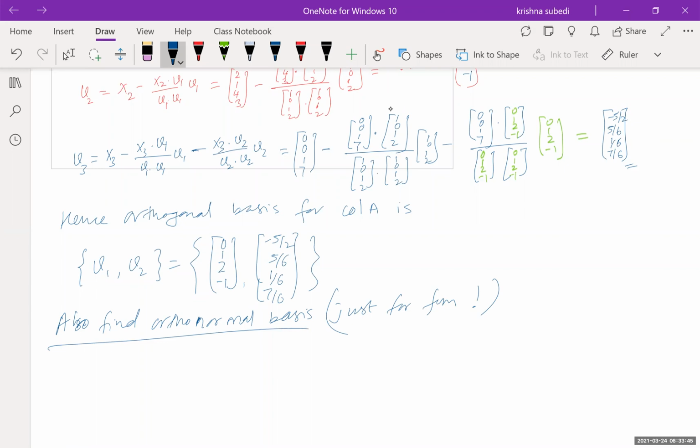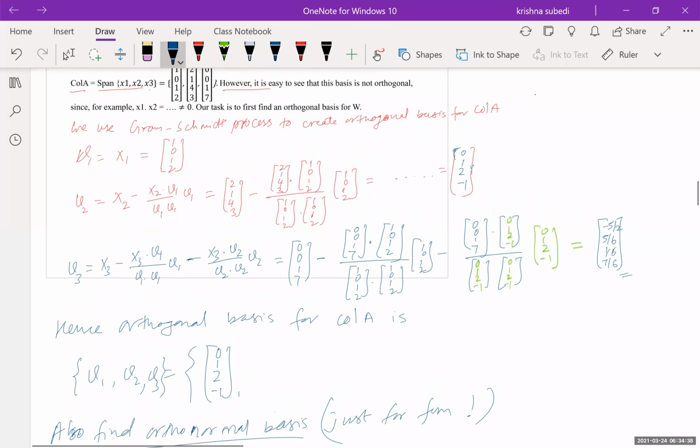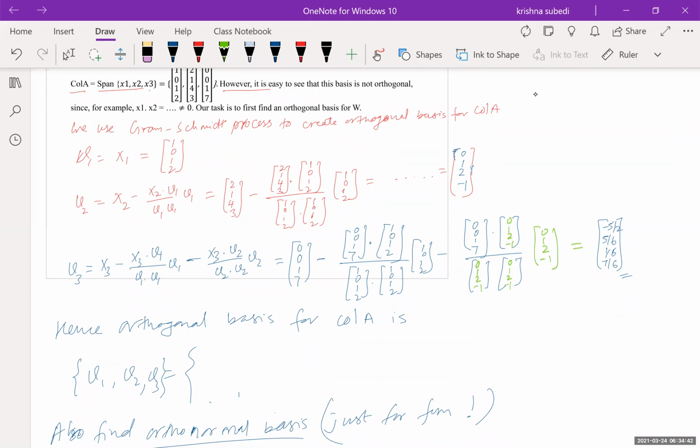The orthogonal basis for the column space of A is not only B1, B2, because there are three vectors. So B1, B2, B3, that's what I was trying to say. I was checking how many of you are paying attention, and some of you pointed it out. That's great. So we'll write V1, V2, V3: V1 is 1, 0, 1, 2, and V2 is 0, 1, 2, -1, and V3 is -5/2, 5/6, 1/6, and 7/6. So these form the basis for the column space of A.